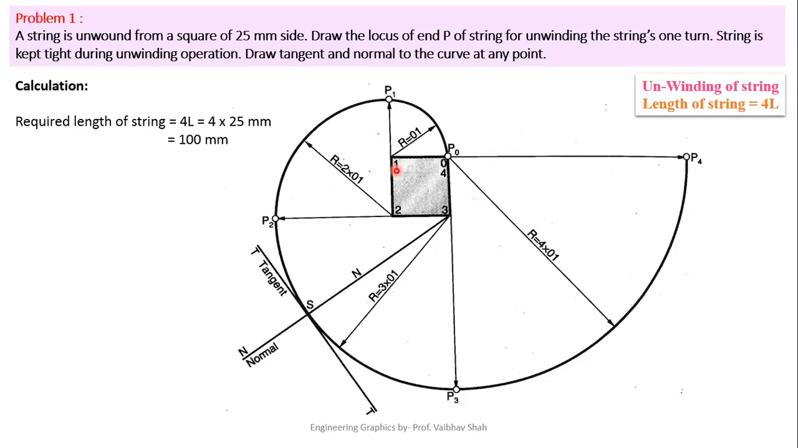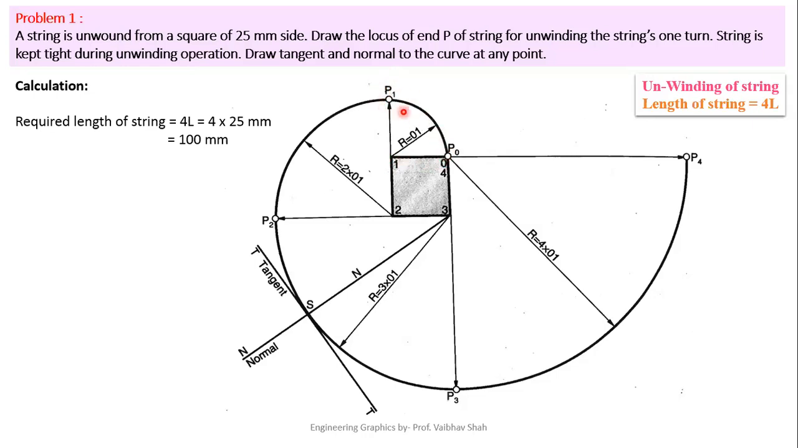So this is nothing but your point number 1. Why? Because I have told you the logic. We are opening the string of 0, 1 length like this in anti-clockwise direction.